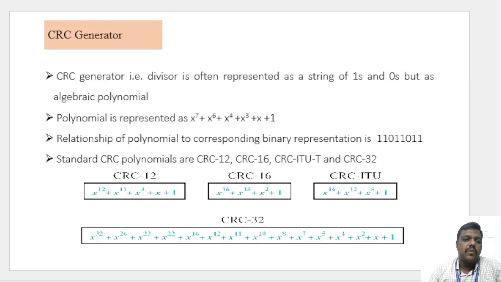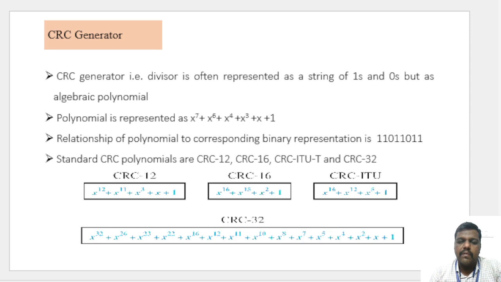Okay. So this CRC can be generated as a polynomial. In polynomial form it is represented like this: x power 7, x power 6, x power 4 plus x power 3 plus x plus 1. If it is given, we have to take x power 7 as 1, x power 6 as 1. There is no value for x power 5, so in the place of x power 5 we put the value 0.